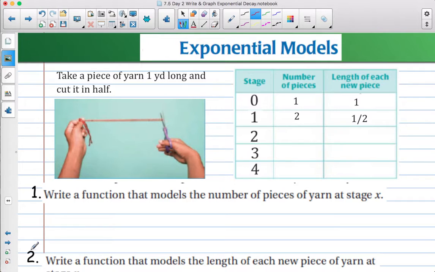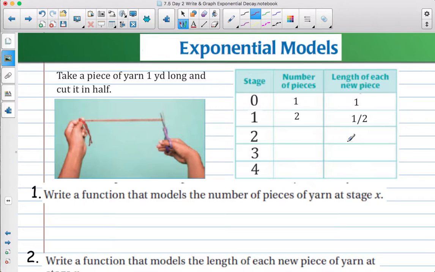Let's say you have a piece of yarn, and it's a yard, just to make the numbers nice. And we start with that 1 yard piece of yarn. So at stage 0, before I've made any cuts, it's one whole piece and it's a yard long. Then I'm going to cut it in half multiple times. So the first time I cut it right down the middle. There are now 2 pieces, and they are each 1/2 yard long.